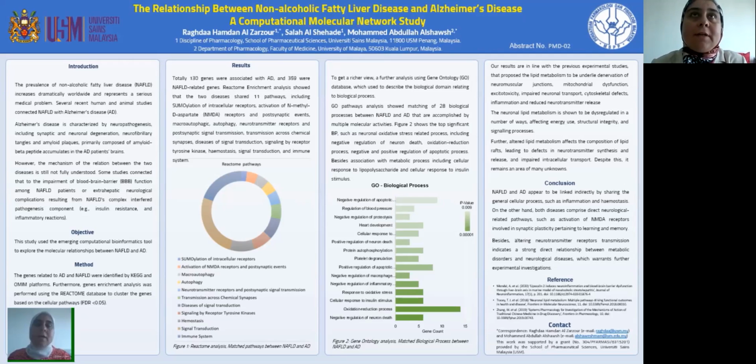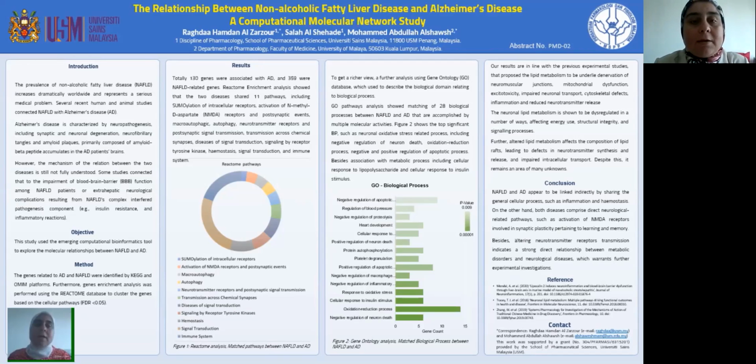After that, we want to see the common genes between them and what biological processes are shared between the two diseases. After that, we can target those genes for further in vitro and also in vivo experiments. Because if from the beginning we want to screen all the genes and all the biological processes, it will be time consuming and also costly.